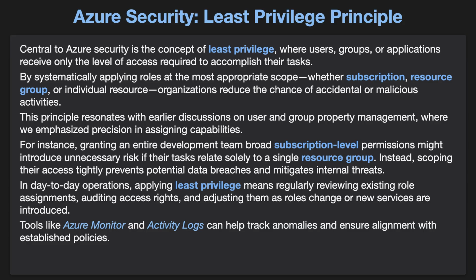For instance, granting an entire development team broad subscription-level permissions might introduce unnecessary risk if their tasks relate solely to a single resource group. Instead, scoping their access tightly prevents potential data breaches and mitigates internal threats. In day-to-day operations, applying least privilege means regularly reviewing existing role assignments, auditing access rights, and adjusting them as roles change or new services are introduced. Tools like Azure Monitor and Activity Logs can help track anomalies and ensure alignment with established policies.